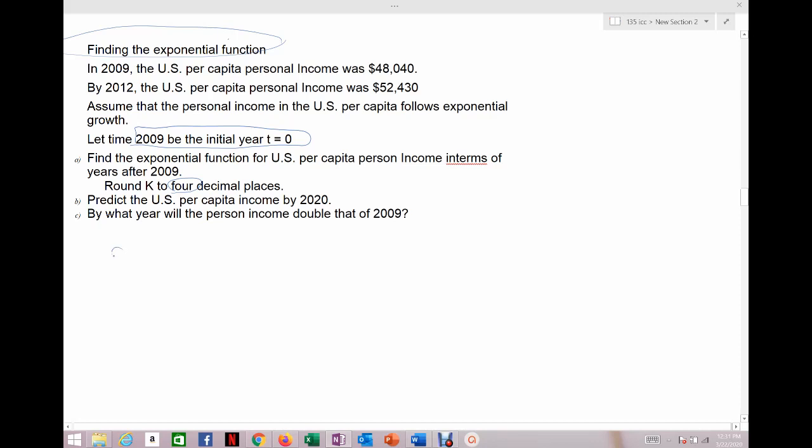Alright, so first we have to find k, the percent at which the population is growing. And so they gave us two values. They gave us the initial value, so I'm going to let I of t represent, again, it's exponential growth. They told us that. So I of t equals I naught e raised to the kt. I naught they give us, that's the initial year, which is 2009, which was $48,040. Alright, so we know the initial year.